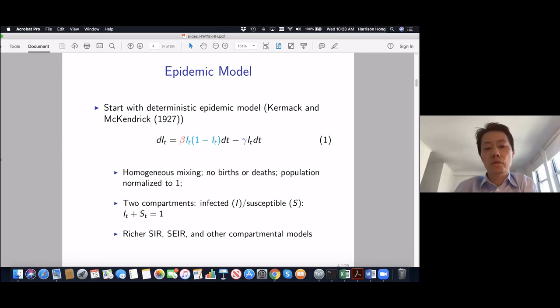We make the usual assumptions of homogeneous mixing in the population, no births or deaths, and the population is normalized to 1, and everyone can potentially be infected. We're going to just work with 2 compartments. People can either be infected or susceptible. So we know this deviates from richer SIR or SEIR models that are more widely used. There are a few reasons why we're going to focus on this SIS model.